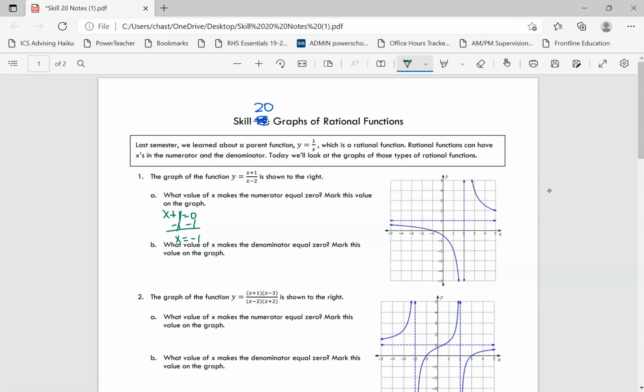Mark this value on the graph. So x equals negative 1. Oh, there it is. Okay. So it turns out that is an x-intercept.